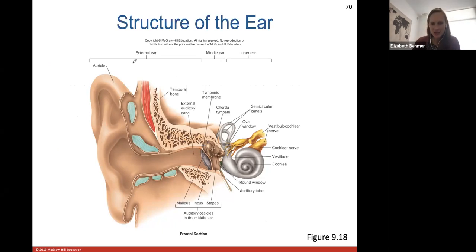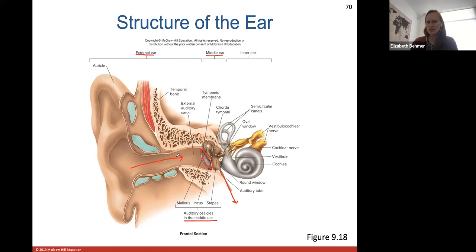So here we have the external ear. It's from the outside where your auricle is, the fleshy part, through the external auditory canal. And then it ends at the tympanic membrane, which is here, and this is where your eardrum is. The middle ear then consists of an air-filled chamber where you'll have these three ossicles, the malleus, incus, and stapes. And you'll see the auditory tube is the tube that will exit from the middle ear and enter into the pharynx of the nasal cavity to help equalize pressure in the middle ear.